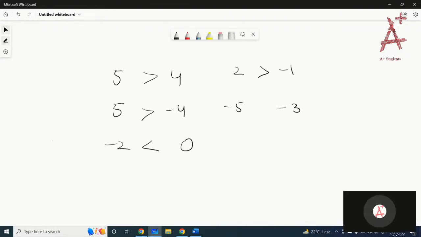Okay, is negative 5 greater than negative 3 or less than negative 3? Negative 5 is less than negative 3 because on the negative side, as you move farther from 0, the numbers get smaller and smaller. So negative 5 is less than negative 3. Got it?